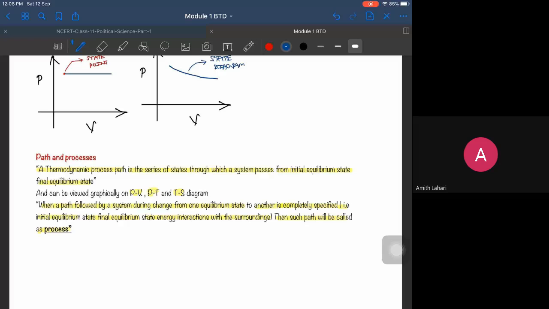Okay, got the meaning of it? It's a series of states, one after the other. How the system performs in that particular period of time is plotted in the form of a path. Next, when a path followed by a system during change from one equilibrium state to another is completely specified, then such path will be called a process.